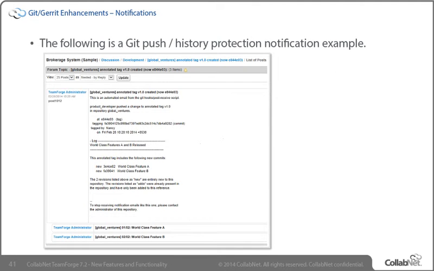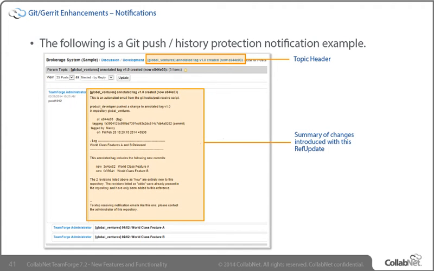In this screenshot of a Git push history protection notification, you'll notice the topic header in the breadcrumb and a summary of changes introduced with the event. Any subsequent commits are noted at the bottom of the notification. Again, this is an ideal way to keep the whole team abreast of these events without requiring them to have access to the repository.